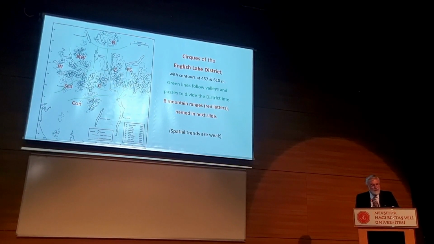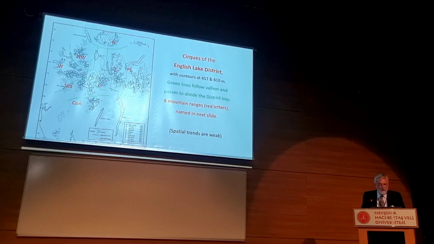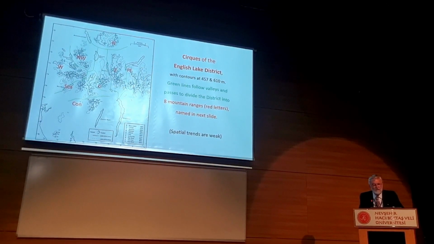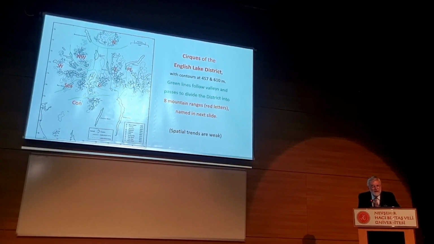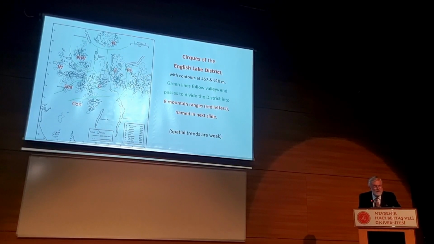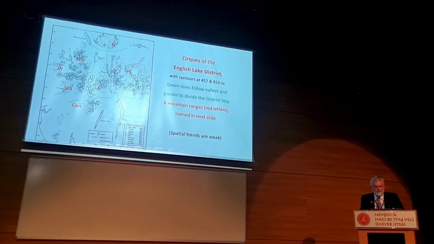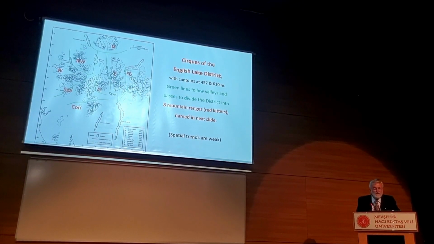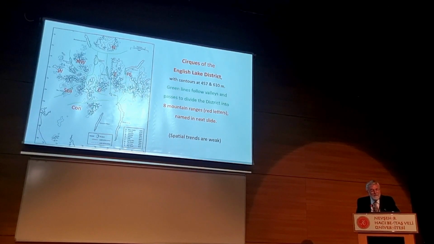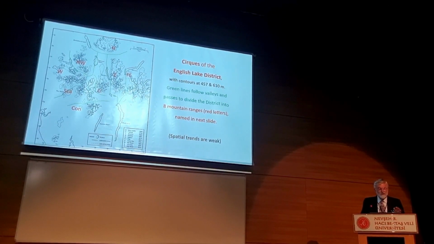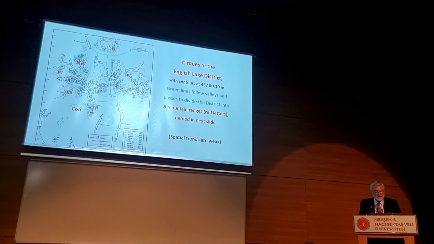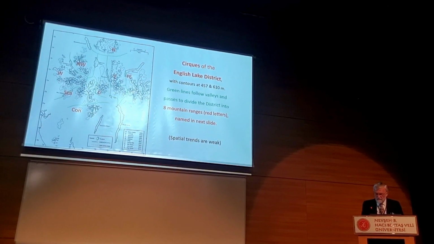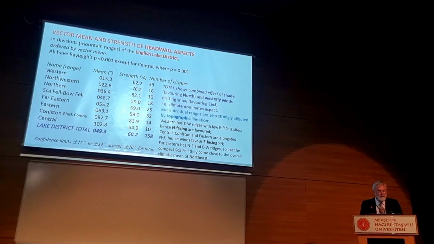As a third example of the difference in results we get when we subdivide differently, I'll take my old hunting ground of the English Lake District and 157, or perhaps in this analysis 155, glacial cirques. The green lines on this map divide the mountains into small mountain blocks or ranges. And these are named on the next slide.